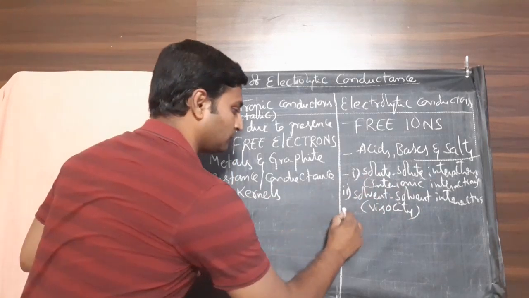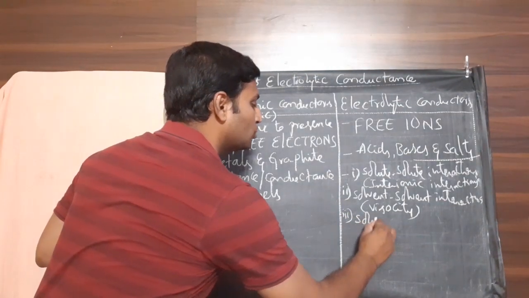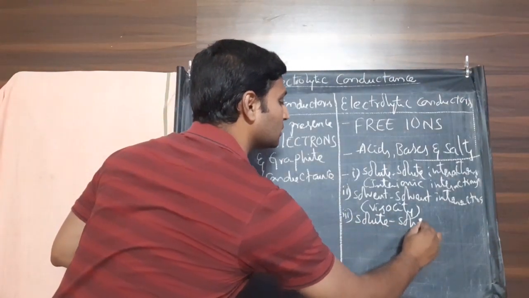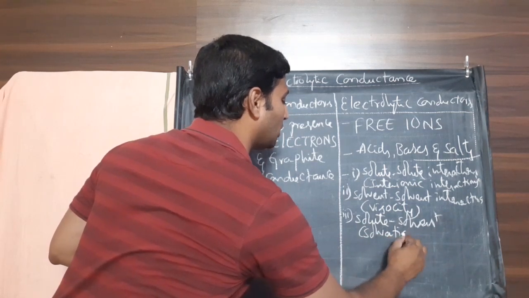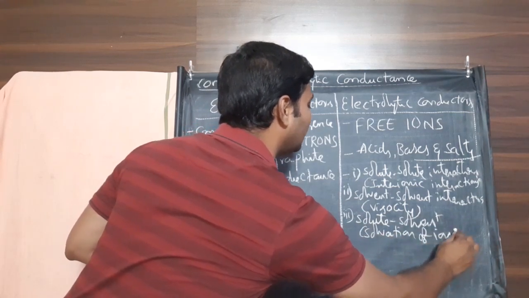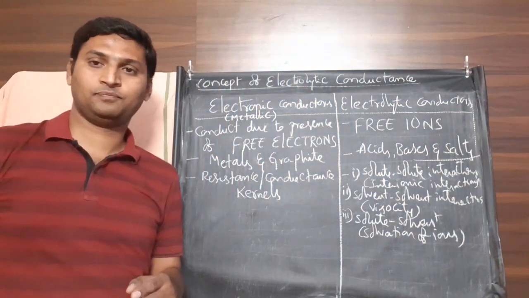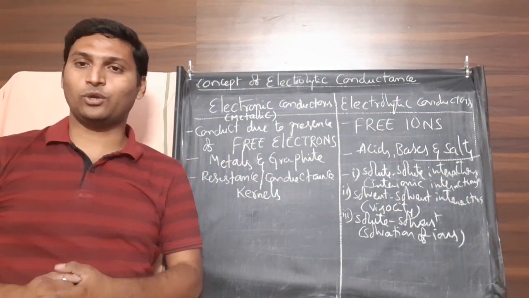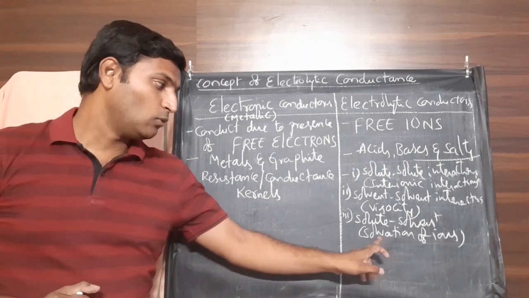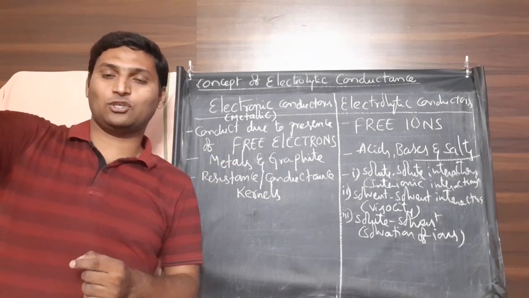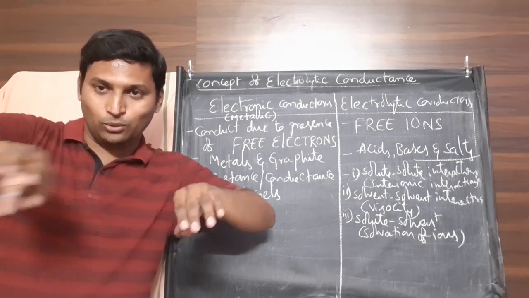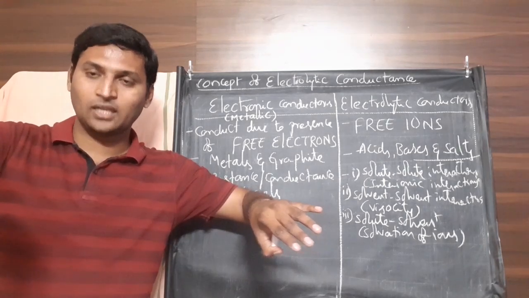Number 3, solute-solvent interactions, which is otherwise called solvation of ions, or you would have studied it as hydration of ions. In the last chapter, solutions, we would have learnt it. What do you mean by solvation or hydration of ions? I have dissolved a substance which can break into cations or anions.